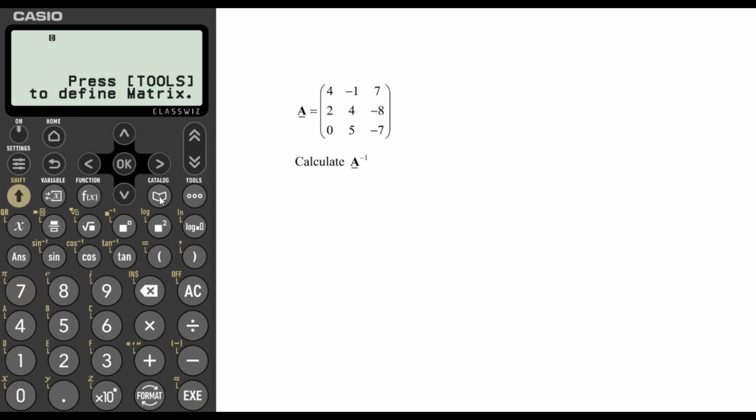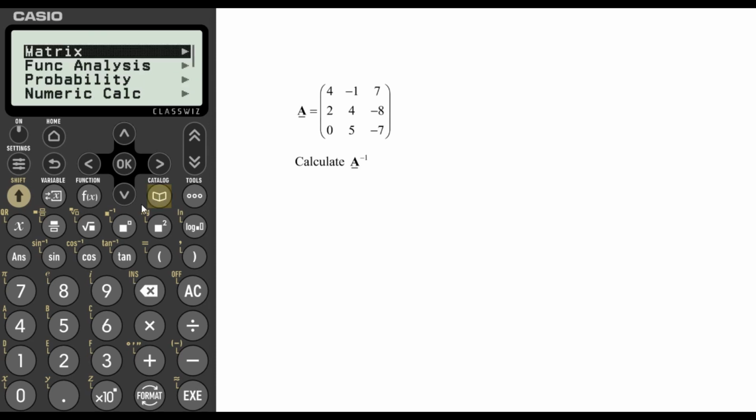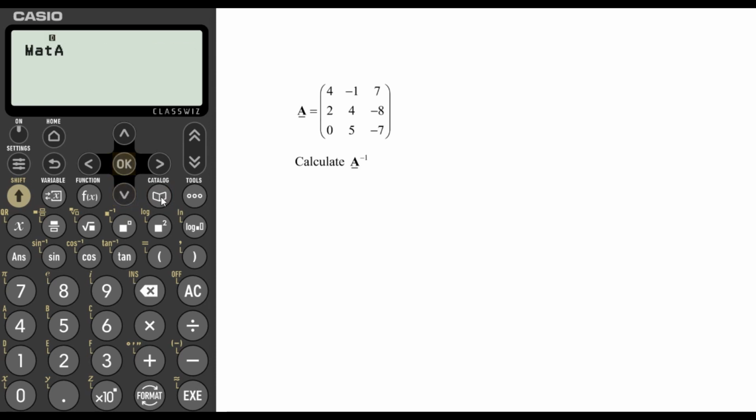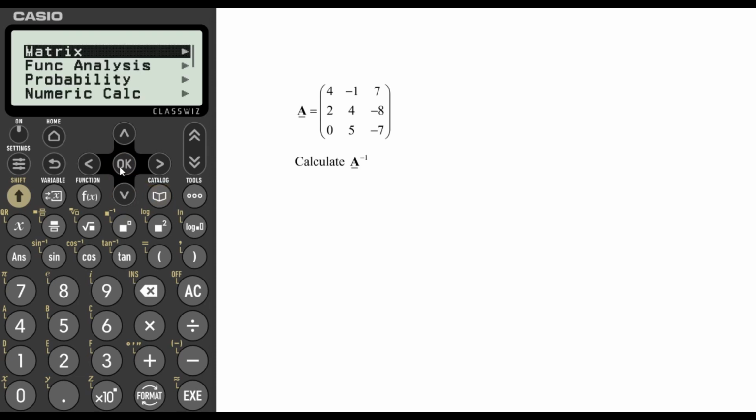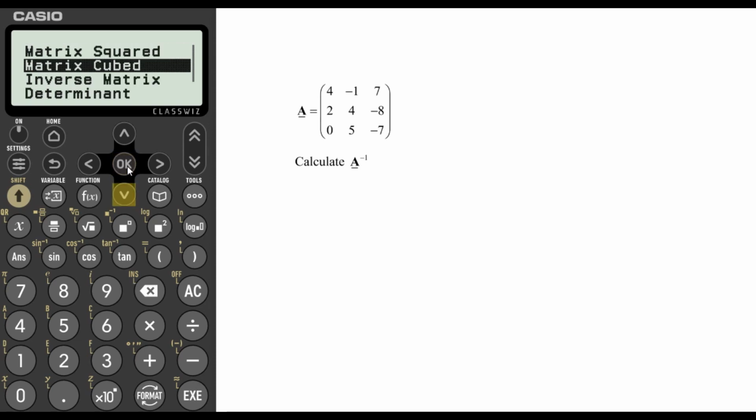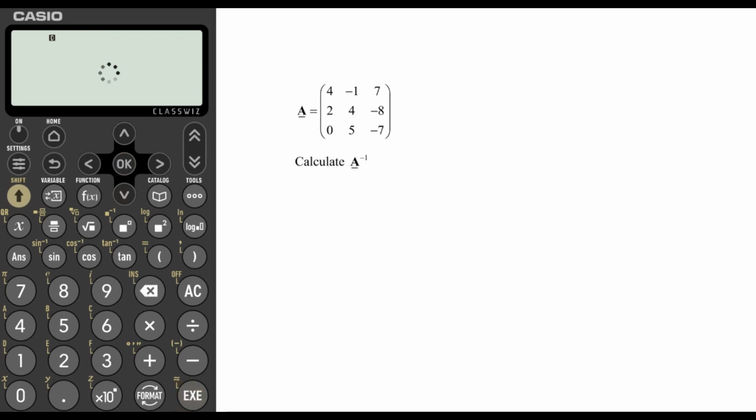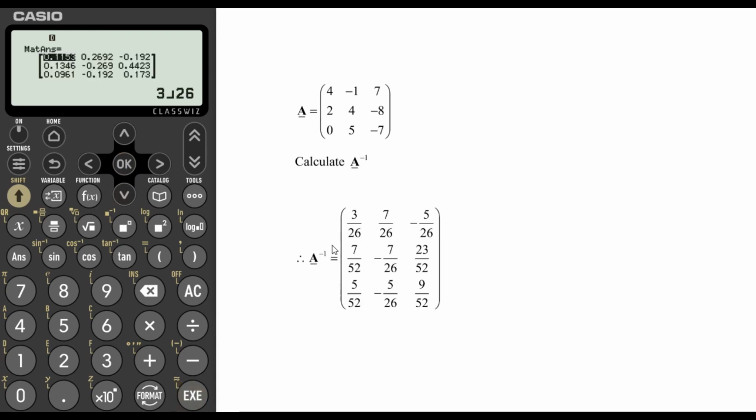So now we want to calculate the inverse of A. So if we load up matrix A, we click catalogue, then matrix, scroll down to matrix A. We want matrix A inversed, so then we click catalogue, then matrix calc. We want the inverse matrix, and if we calculate this, you see here we have our inverse matrix.